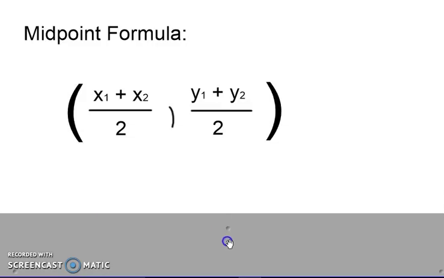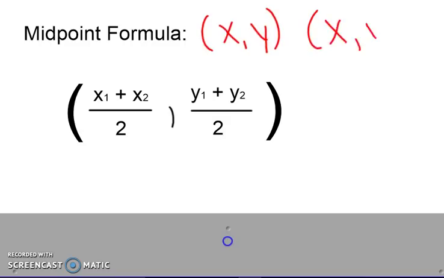Now, on the back, our midpoint formula, if we want to find the middle, it's like finding the average. So, it's going to be on a coordinate plane, so we need our x and our y. It's going to be your x1 plus x2 divided by 2, and then it's going to be y1 plus y2 divided by 2.